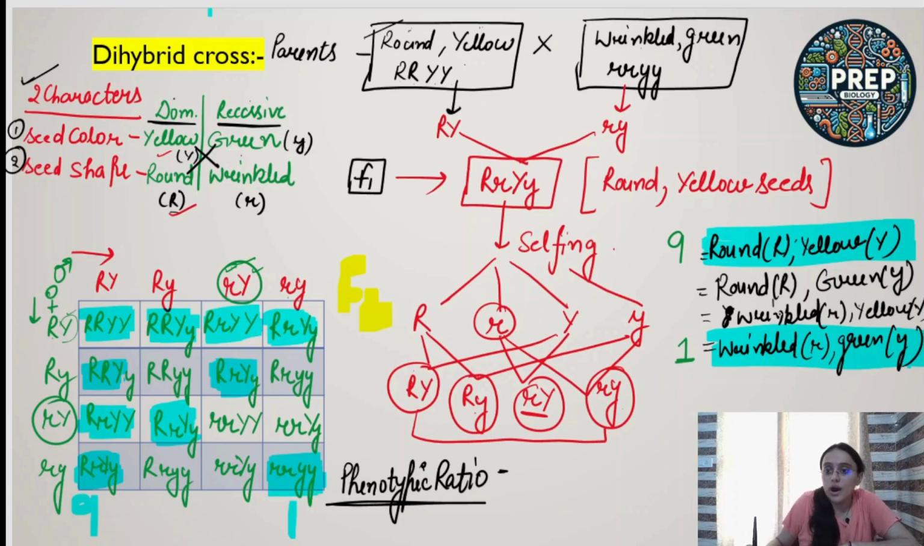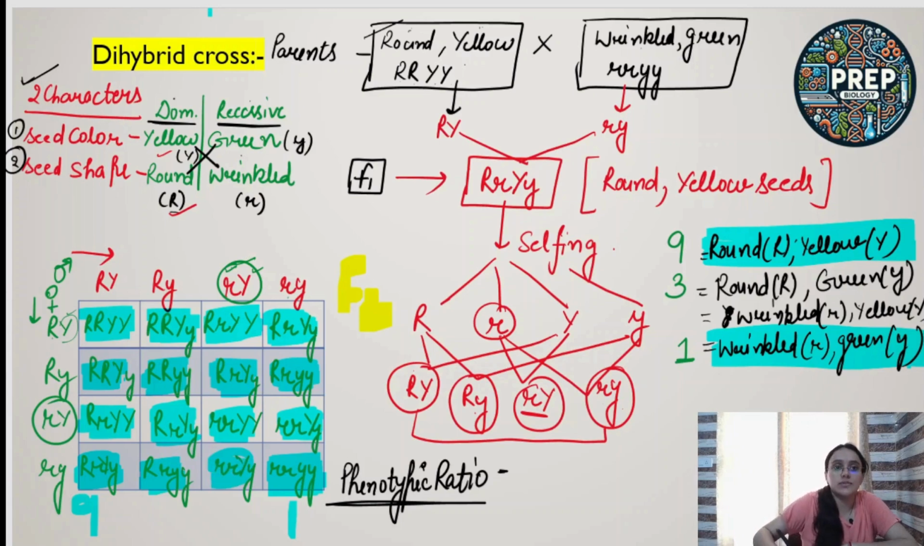Okay, now we count for round and green, capital R and small y. This is capital R and small y 1, capital R and small y 2. Here capital R, no, no. Capital R small y 3. So we have 3 round and green. Now the left of these are the wrinkled and yellow. Wrinkled is small r, yellow we require the capital Y. Small r capital Y, yes. Small r capital Y, yes. Small r capital Y, yes.